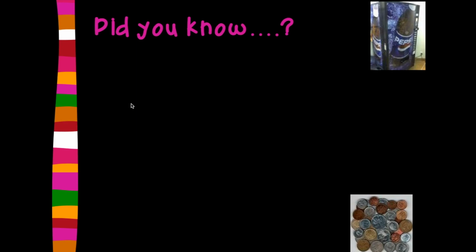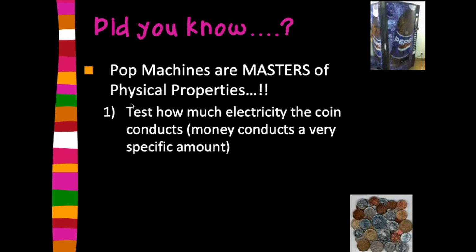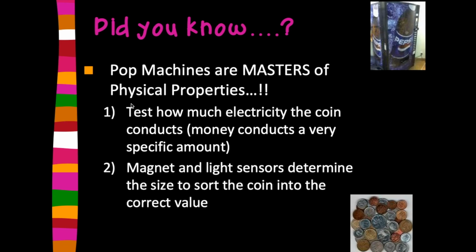One example of physical property, so did you know that a pop machine or a vending machine is actually a master of looking at physical properties? So they test how much electricity a coin conducts because they want to make sure you're not putting in pieces of paper or plastic the same size of a coin to try to fool the machine. So first it tests the coin for conductivity. And then there's magnet and light sensors that determine, oh, this is a certain type of coin.